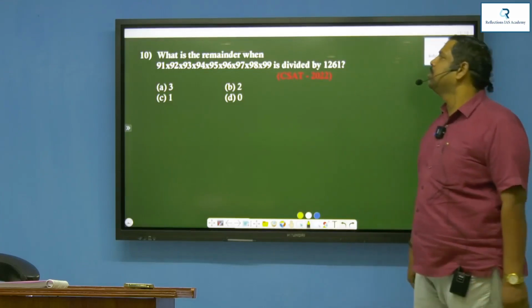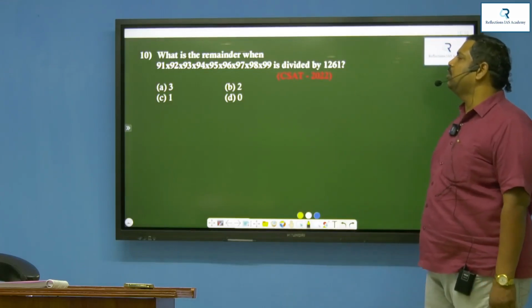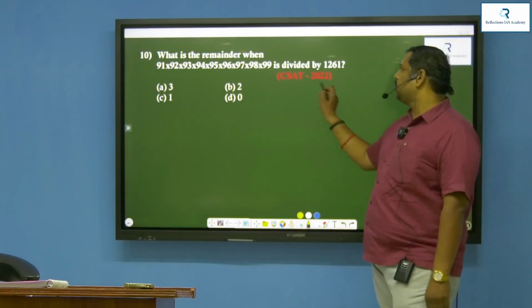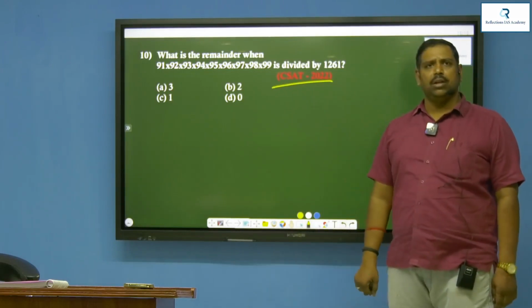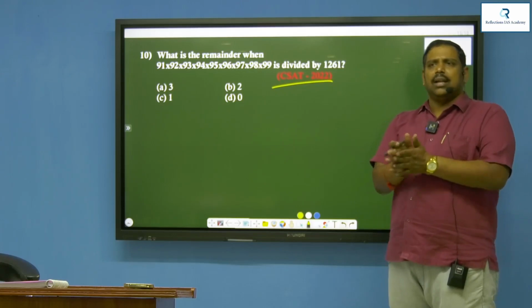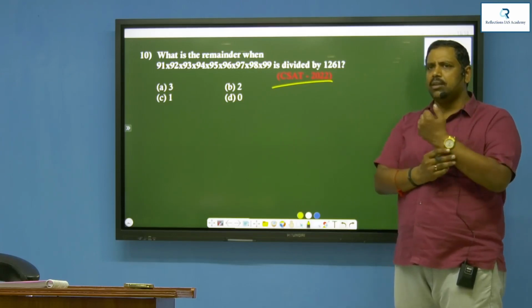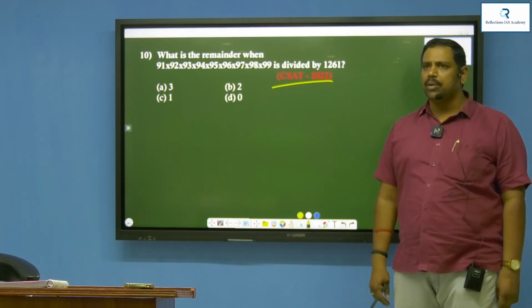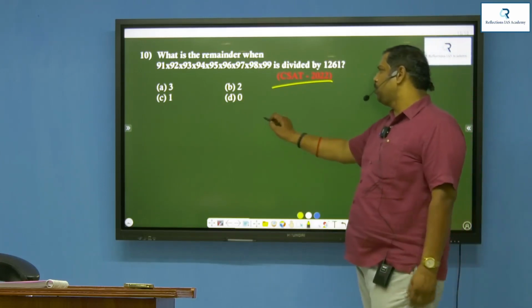What's the next one? What is the remainder when 91 into 92 into and so on up to 99 is divided by 1261? This is a CSAT 2022 question. Do you understand the question? Already I have discussed remainders, right? What is he asking about? Remainder only. So what's the question he gave?